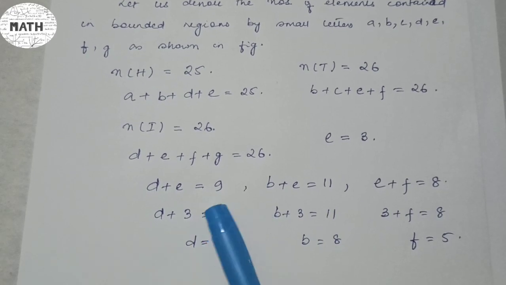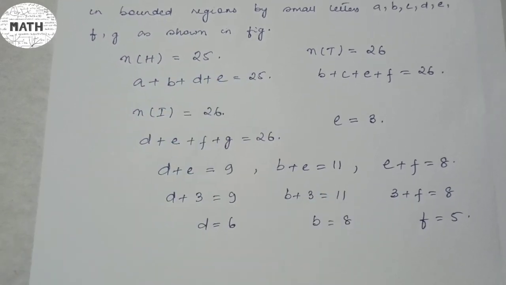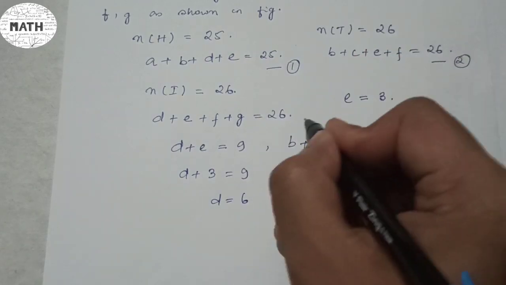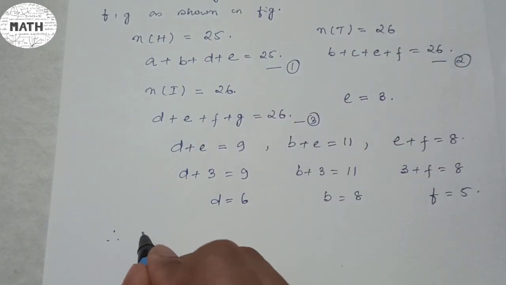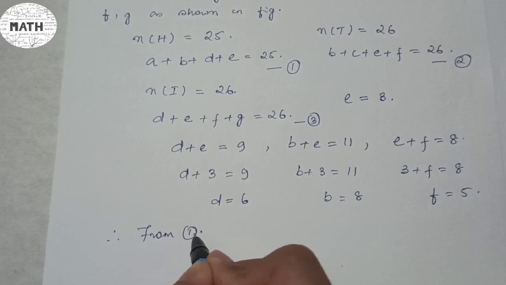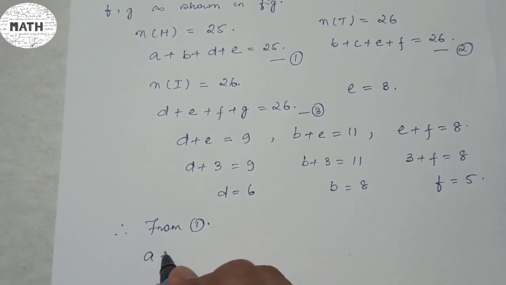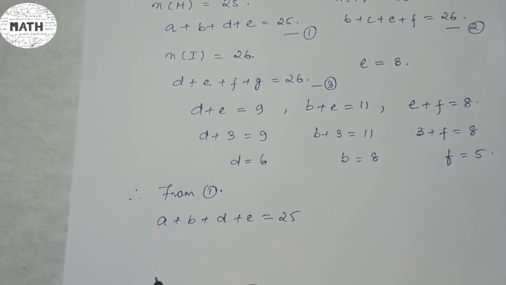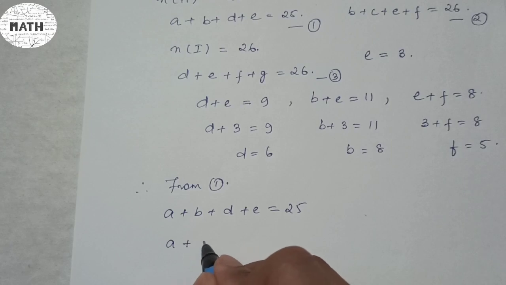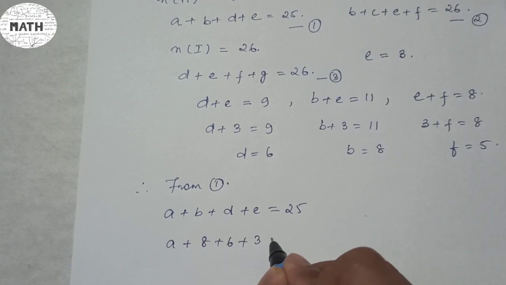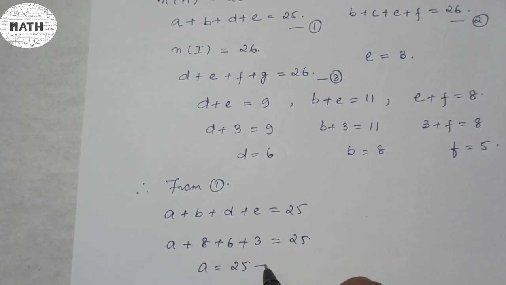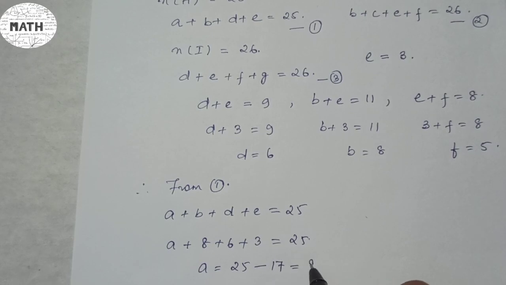And in a similar manner, I'm going to put the value of B, D, and E over here. So you can just see equation number 1, equation number 2, and equation number 3. So therefore, from 1, if I happen to put the value of B, A plus B plus D plus E is equal to 25. So that will be nothing more than A plus 8 plus 6 plus 3 is equal to your 25. So which is nothing more than A is equal to 25 minus 17, nothing more than your 8.